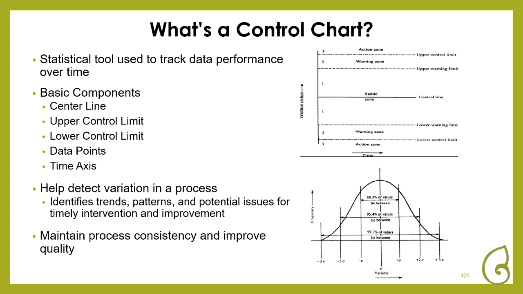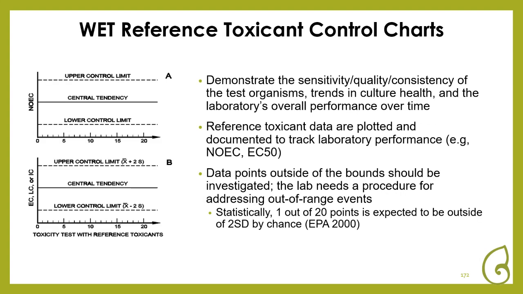Some of the benefits include it provides us early warning of problems. It can help us support data-driven decisions. It can reduce waste and rework and improve quality and consistency and facilitate continuous improvement, which has been a big theme of this conference. For toxicity control charts specifically, they are showing us the sensitivity, quality, consistency of the test organism, trends in culture health, and the laboratory's overall performance over time.